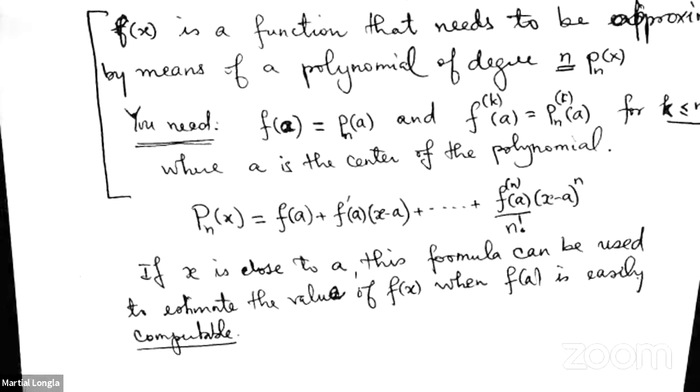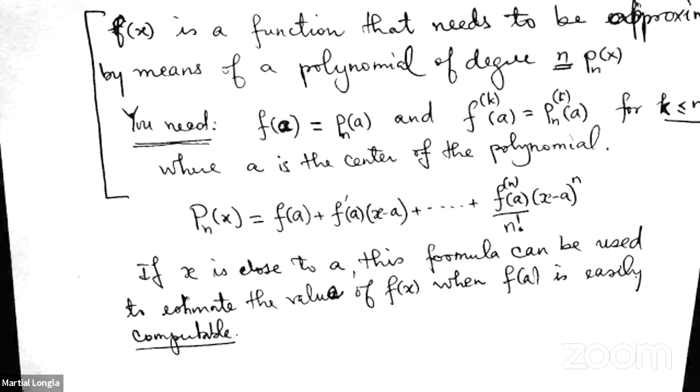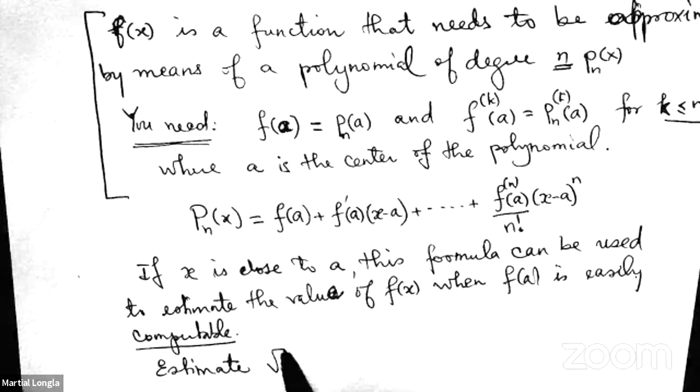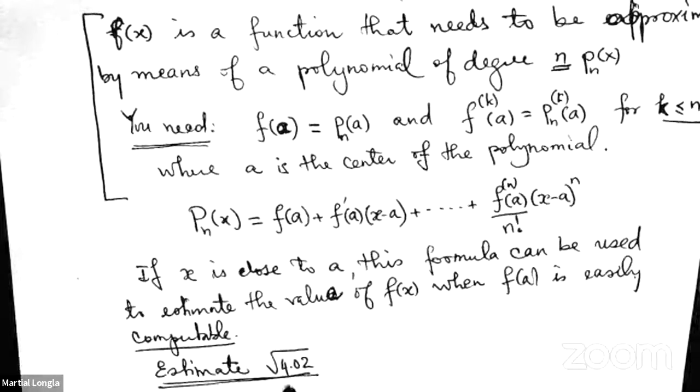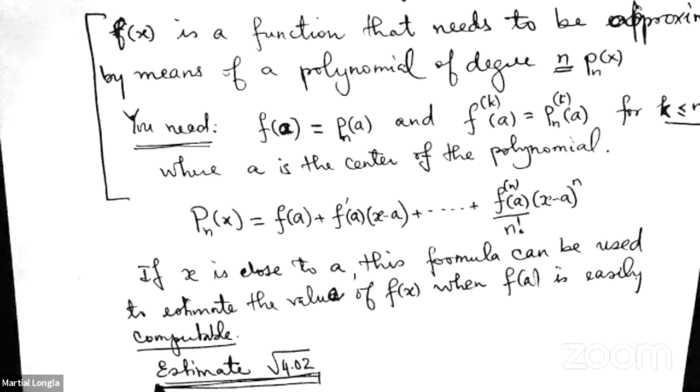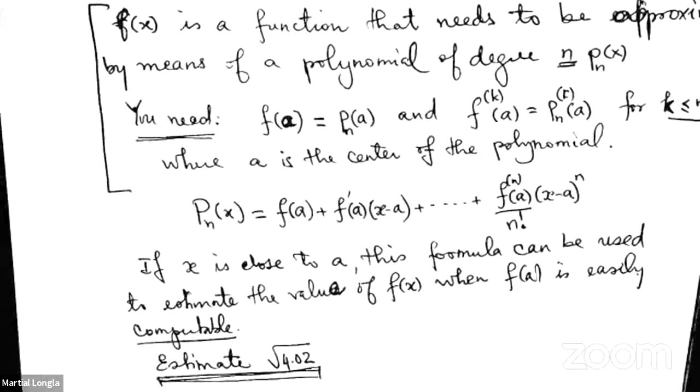What does that mean? For example, let's say we estimate the square root of 4.02. If you're asked to estimate the square root of 4.02, of course, today you just take your computer or your calculator and punch those numbers in and you see what it is, right? But guess what? When there was no calculator, how would you think somebody would estimate that?